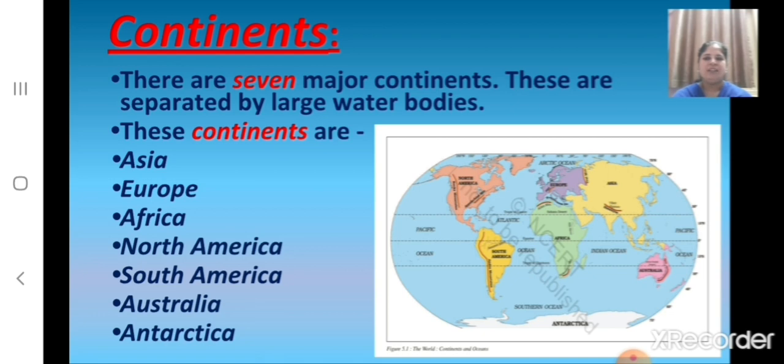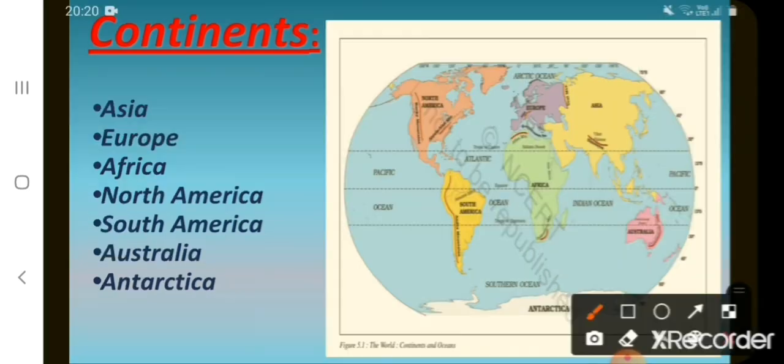Now children, let us locate these continents on this world map. Let us locate the 7 major continents on the world map. First, let us locate Asia. Asia is the largest continent. Next, let us locate Europe. Europe, we can see it is much smaller than Asia. Then let us locate Africa. Children, we can see Africa, it is the second largest continent after Asia.